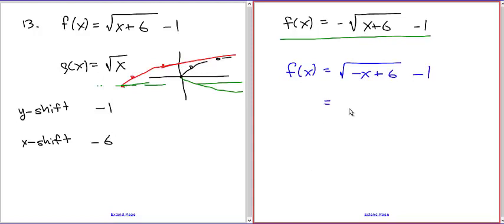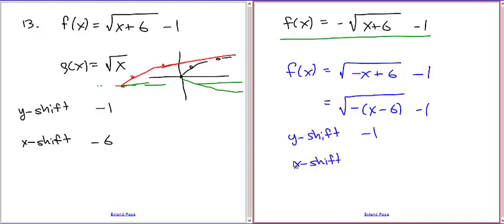And what you have to do is factor out the negative sign for both terms. So it's negative the quantity x minus 6. So now we have a y shift of negative 1. The x shift now is what's in here, so that's plus 6. And we have a y-axis reflection.